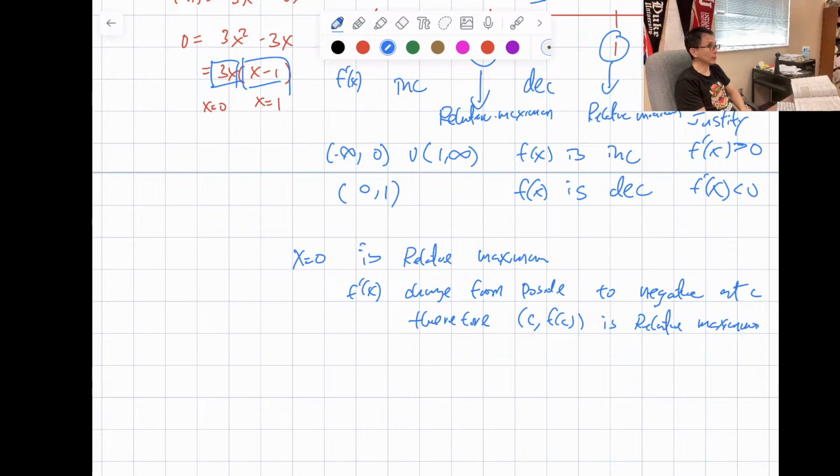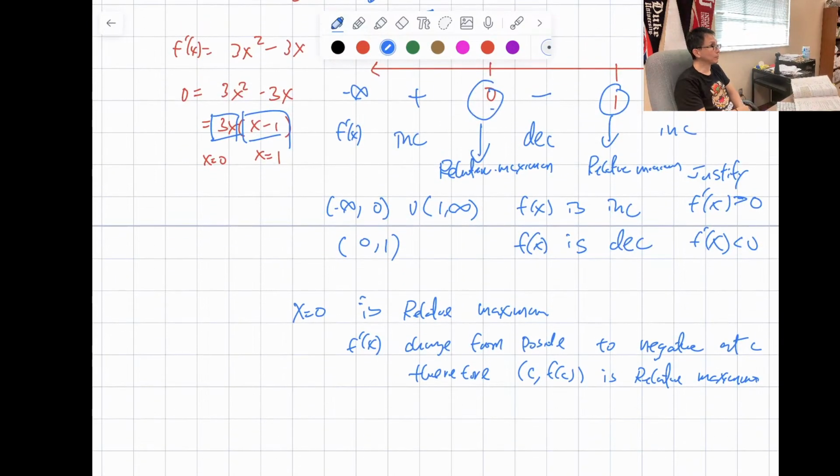Do you only write that last part, or do you have to write the negative infinity to 0 union stuff too? No, if they ask you increasing and decreasing, then you just say f prime of x is greater than 0, or f prime of x is less than 0. If they ask you x equal to 0 is what, you're going to say it's a relative maximum. And if they say justify, then you're going to say f prime of x changes from positive to negative at c. Therefore, at c, c comma f of c is the relative maximum. Or at 0 in this case. Does that make sense?